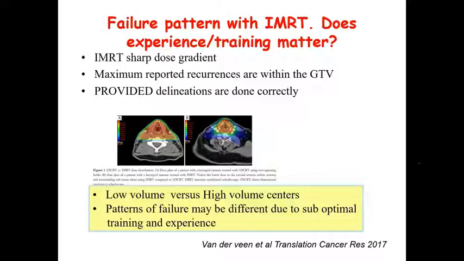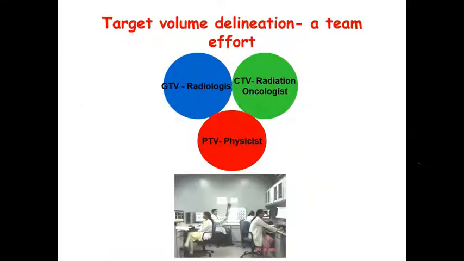So comes the point that there are people who have compared high volume center outputs with results from low volume centers, and clearly there is a difference, because even the pattern of failure might be different if your training is suboptimal. So the bottom line is a high throughput center where there are regular training programs happening, people are getting trained, and they are looking into the nuances of each case. They are the ones who will be able to delineate better, and therefore your long-term outcomes would be better. So in a nutshell, I would like to say that target volume delineation is actually a team effort.